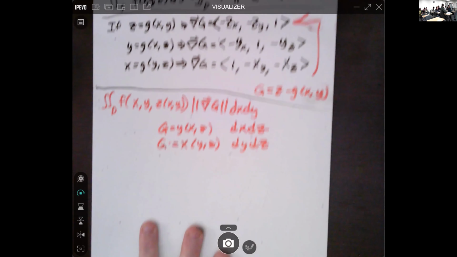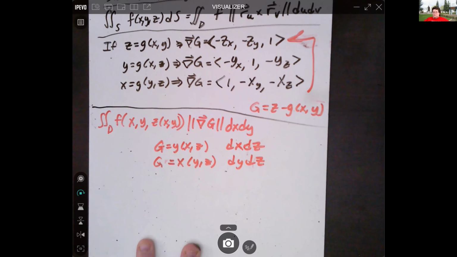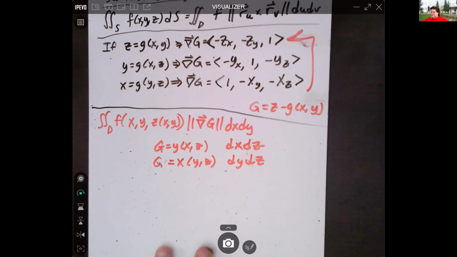So let's take a look at flux. We just did this for surface integrals.